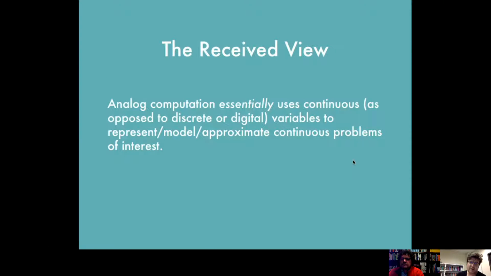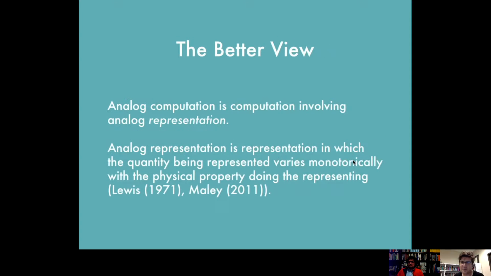So this all causes problems for the view that analog computation necessarily uses continuous, as opposed to discrete or digital, variables to represent or model or approximate continuous problems of interest, because there were important discontinuities. So I say we need to reject this received view and instead rely on a different view where analog computation is computation involving analog representation. That might sound circular, except we need an explanation of what analog representation is.